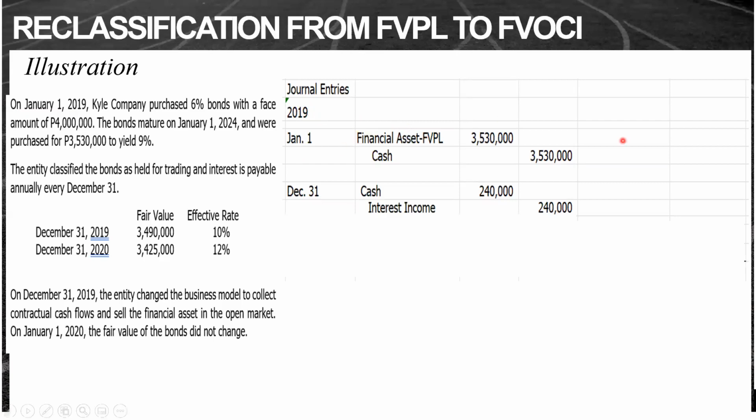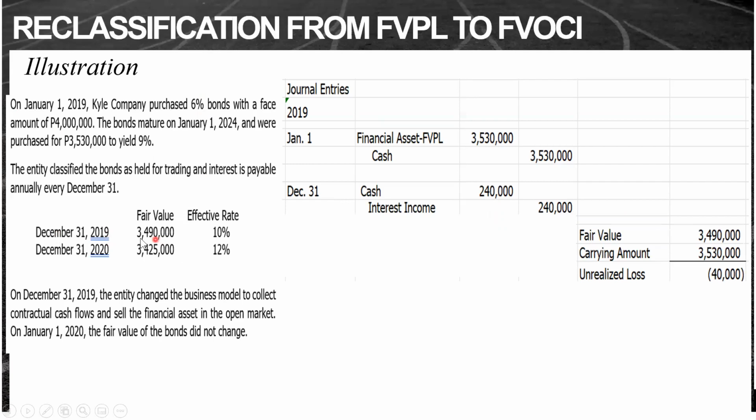So una yung sa acquisition natin. So you have 3,530,000. So you have financial asset, FVPL. Credit tayo ng cash ng 3,530,000. Then, yung December 31, recognition of the cash received from the issuer of the bonds is 4 million times the 6% na nominal interest. So you have 240,000. So since ito ay fair value through profit or loss, hanapin natin yung ating fair value pagdating ng December 31, 2019.